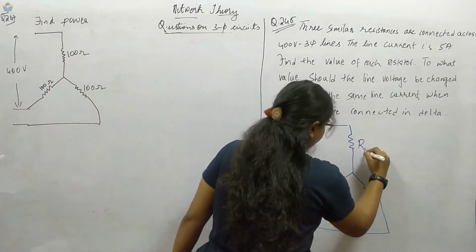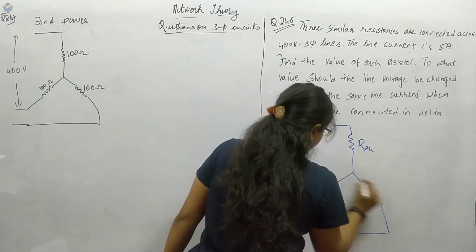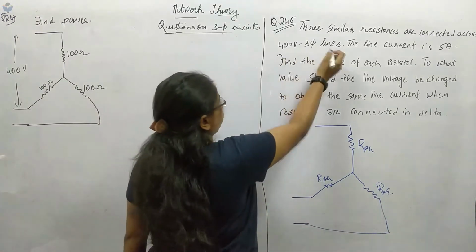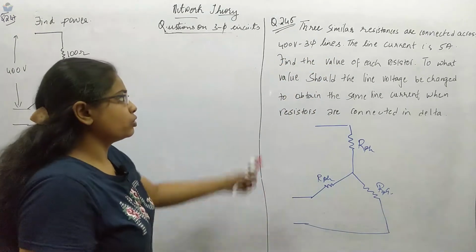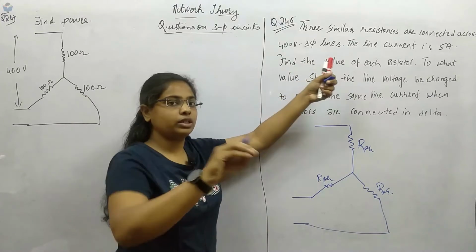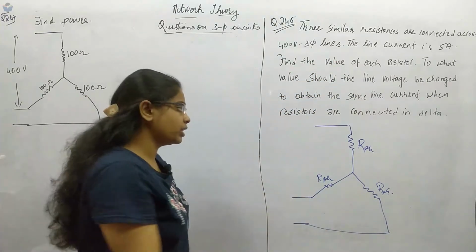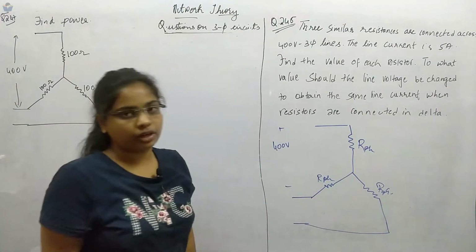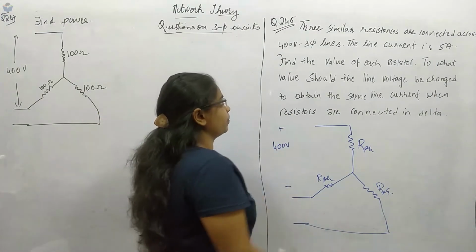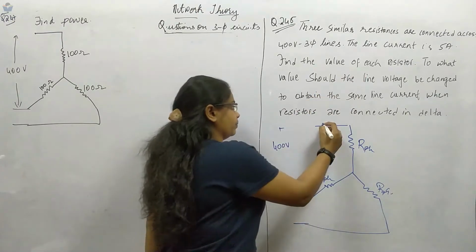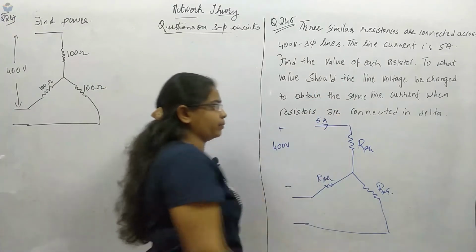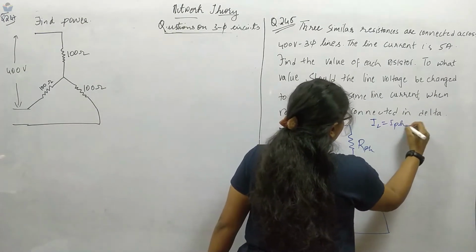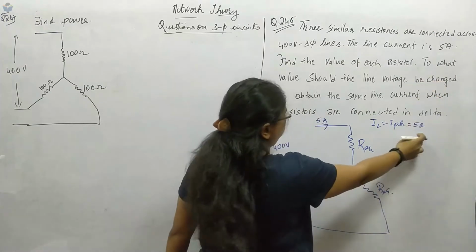Let these be RPH, RPH and RPH, per phase values. And also 400 volt three-phase line. If they haven't given whether it is line to line voltage or phase voltage, it means that by default it will be a line voltage. 400 volts across three phase lines. The line current is 5 ampere. So in star connection, we know that IL is equal to IPH equal to 5 amperes.